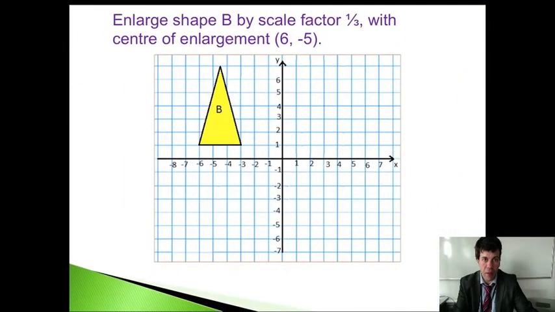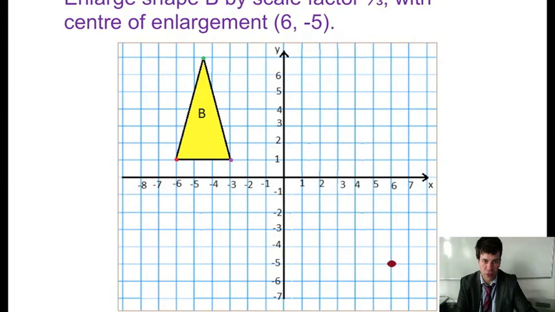Enlarge shape B, an isosceles triangle, by scale factor 1/3 with centre of enlargement 6, -5. Like before, we find the point, which is the coordinate 6, -5. 6 along, 5 down. And like before, we mark in our 3 vertices of object B. The green vertex, the red vertex, and the purple vertex. What distances are each of these vertices from the centre of enlargement?